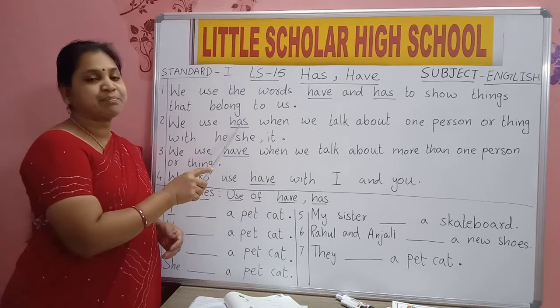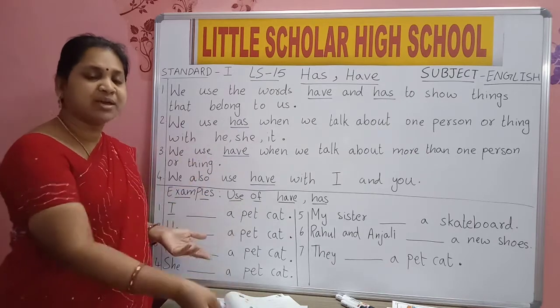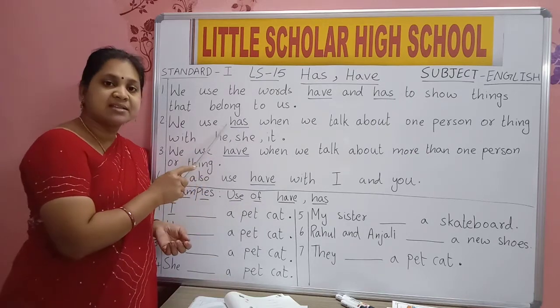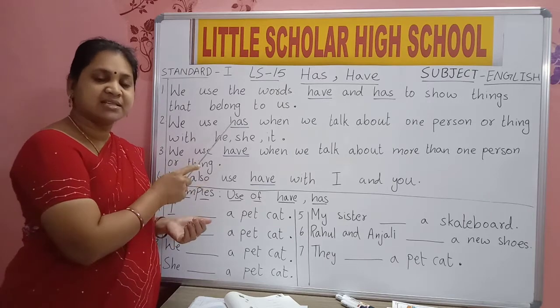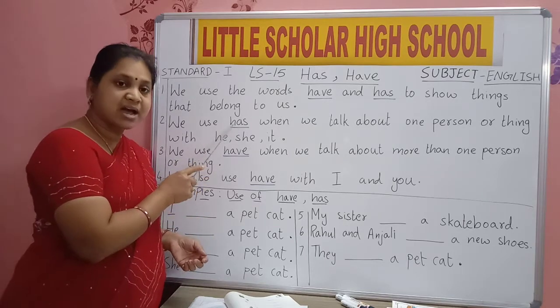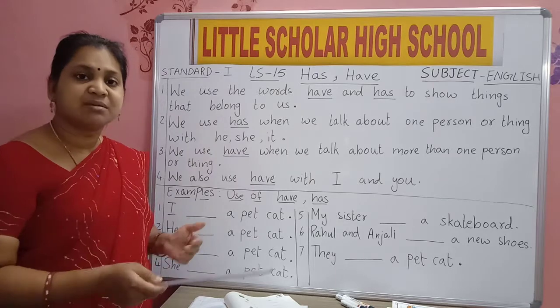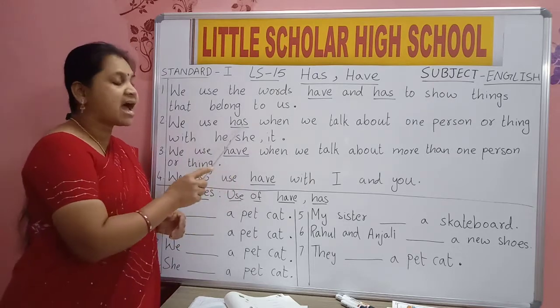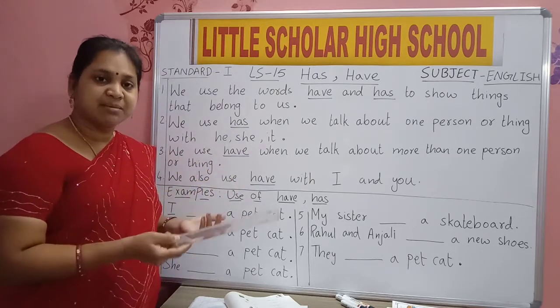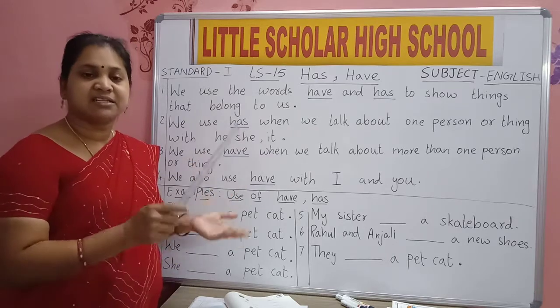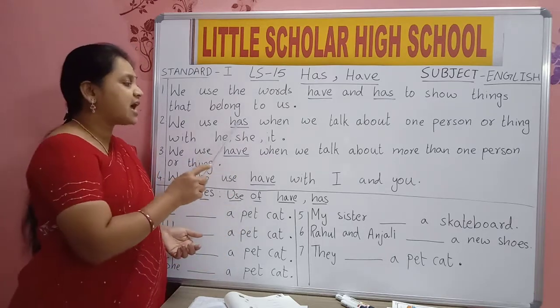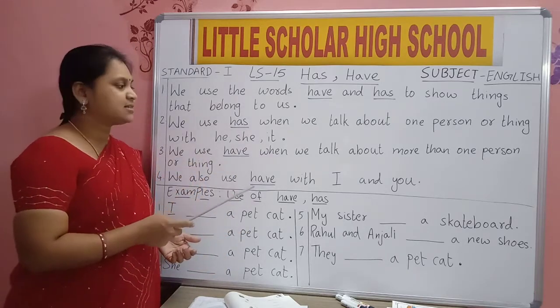He has a pencil. That means the pencil belongs to him. She has an eraser. That means the eraser belongs to her. It has a tail. It is a monkey. The tail belongs to the monkey. It has a tail.